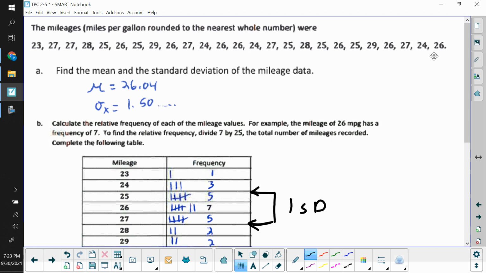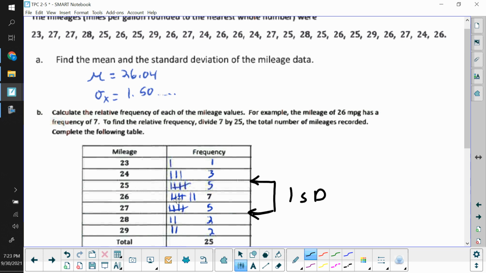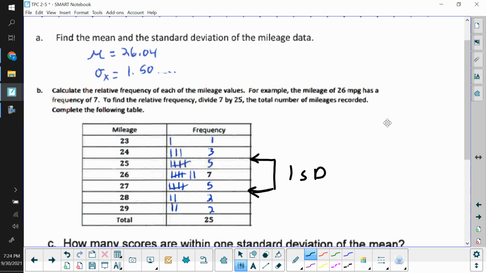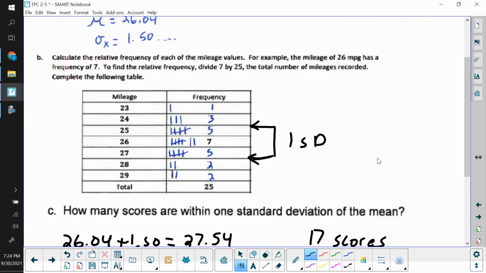Next, put this in a list and spreadsheet page. Do your 1 variable stats. You've got your mean, 26.04. Standard deviation was like 1.50 and change. You had to tally up or count up how many there were of each in our list. There were 25 total if you added that up.